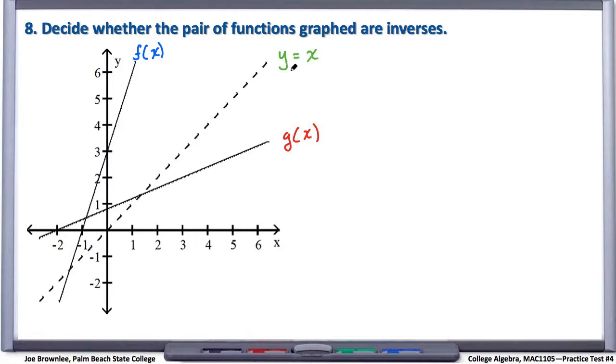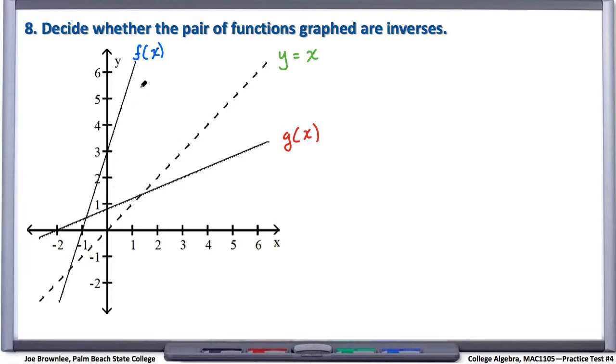Now, we talked about in number 7 how oftentimes you'll hear the y equals x line referred to as a mirror, and what that means is, does the f of x function reflect over the y equals x line to become the g of x line? I talked about in number 7 how people who are visual oftentimes don't have any problems seeing that in their mind, but I'm not quite so visual, so what I like to do is find 2 or 3 points on the f function and see if I can find the reverse of those points on the g of x function. And I think that's what we're going to do here as well.